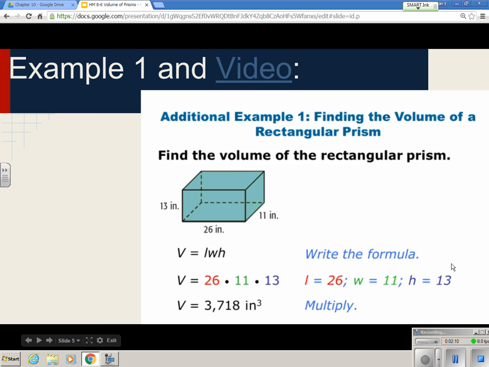Let me show you what I mean. So here's our first problem that we're going to do together. And you're going to write this down in your notebook. You could probably draw that rectangular prism in as well. So as you can see, the new formula is length times width times height. So the length is 26, width is 11, and the height, 13. And all you have to do with those three things is multiply them together. Obviously, this is why I let you use your calculator, because these are larger numbers. 26 times 11 times 13 gives you a volume of 3,718 inches cubed.